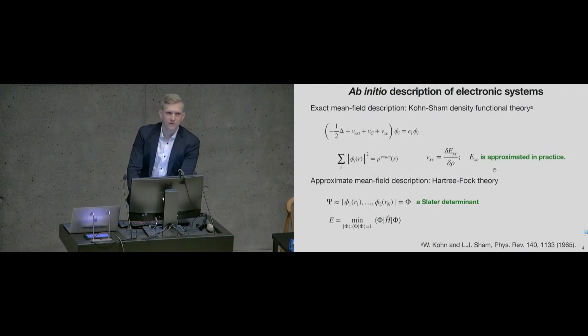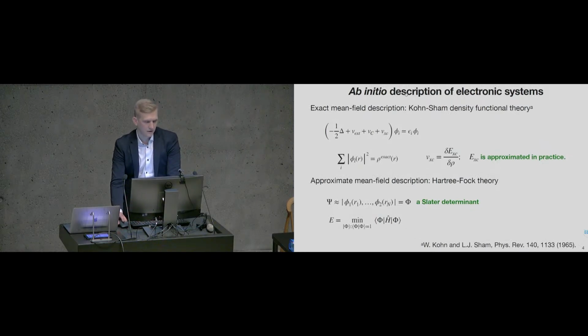There are two main mean field approaches. One is exact, and it's called Kohn-Sham density functional theory. In this approach, one introduces a set of single particle orbitals which satisfy the Schrödinger equation, and the potential in this equation is chosen in such a way as to reproduce the density of the true many-body system. The approximation which we do in practice is that we need to construct an approximation to the exchange correlation functional from this equation.